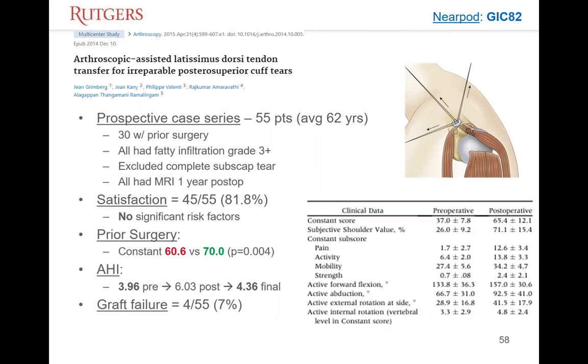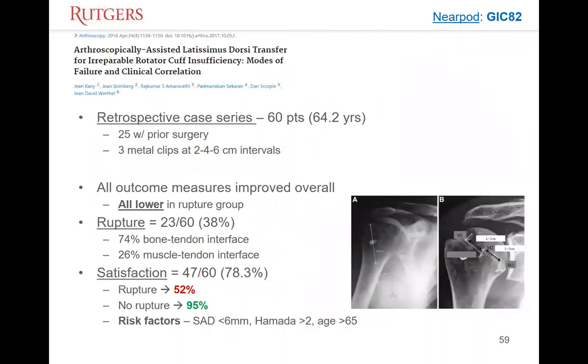This study benefited from its prospective multi-center design and was the first to evaluate arthroscopic assisted lat transfer with midterm data. However, the small sample size without a control group limits the ability to extrapolate this further.